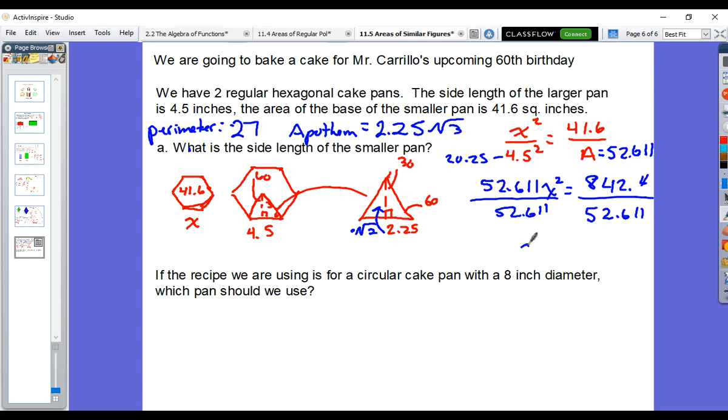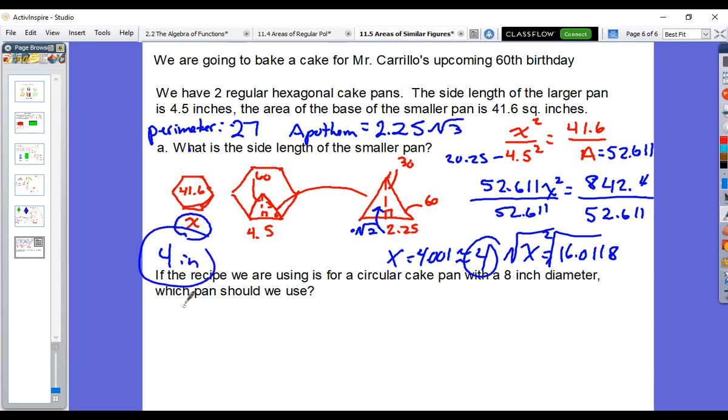You get x squared to equal 16.0118 and a bunch of other numbers. So let's just square root that as it is. When you square root that, you get x to equal roughly 4.001. We're going to round to the nearest one decimal, so it's just 4. So 4 inches is the length of this side right here.